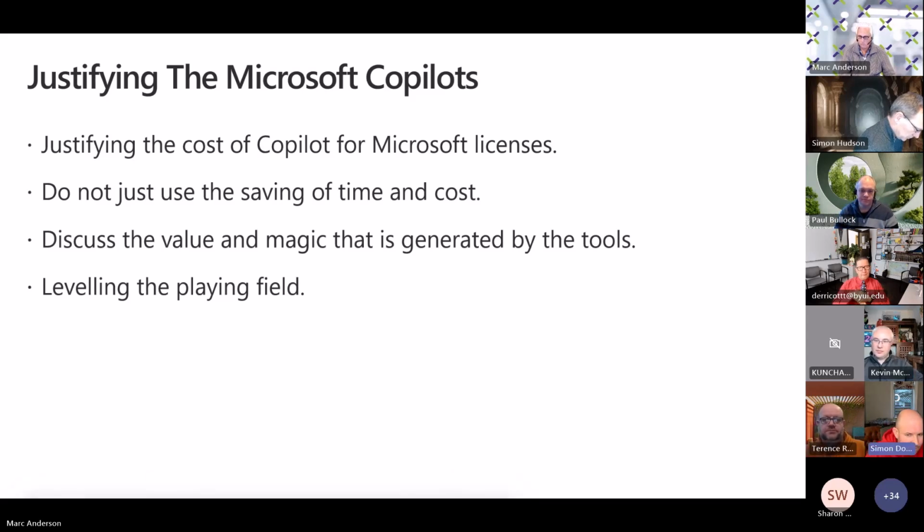I have got a question in the chat, which is talking about how have your habits changed? Have you changed your habits on how you approach something when you're starting a new piece of work?